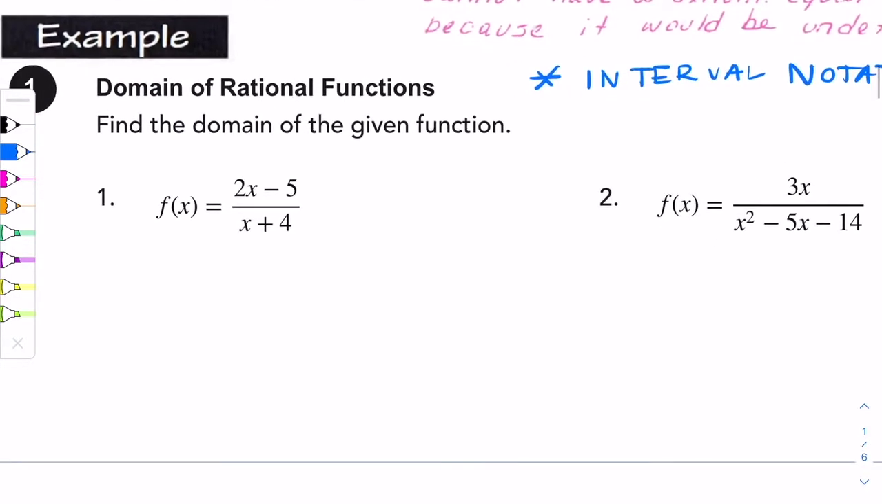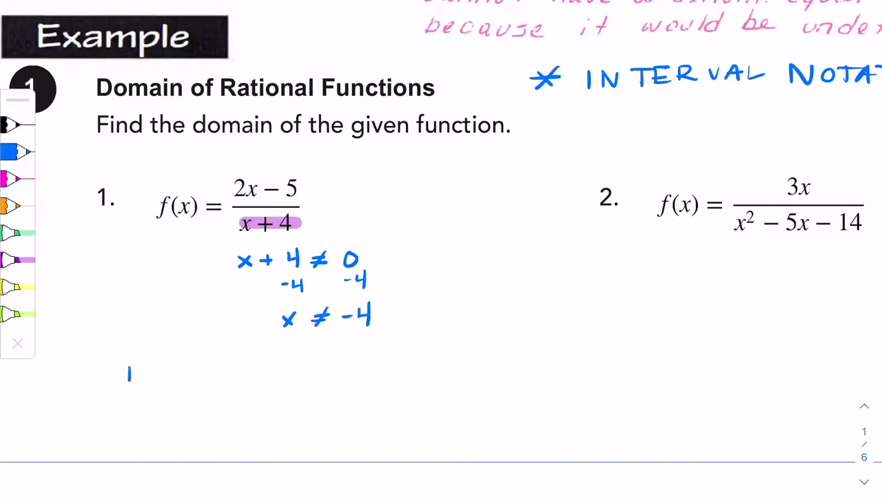Starting with number 1, our fraction is 2x minus 5 over x plus 4. At this point, we don't care about the numerator. We just look at x plus 4. We know that the denominator cannot equal 0. Again, we have done this, so hopefully this is just a refresher. Subtract 4. X cannot equal negative 4.